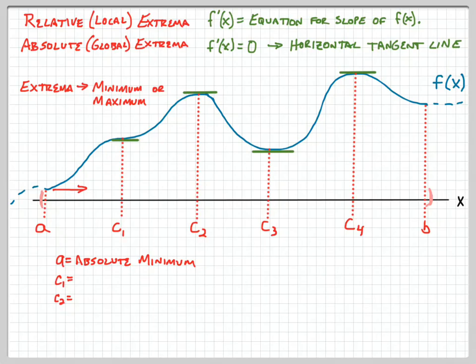Okay, so C2, if we look at it, when we come across from the left and we come across from the right, we can see that it's going up to a peak. And this peak is going to be our relative maximum, because it's the highest point within that area of the function. When we look at C3, we can see that that's going down into a valley, so that's going to be a relative minimum, because it's looking at the bottom part of this. And if you look at where C3 is, that's going to be the lowest point in this area of the function.